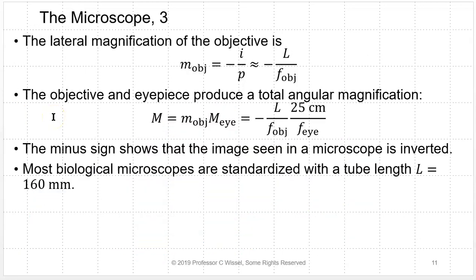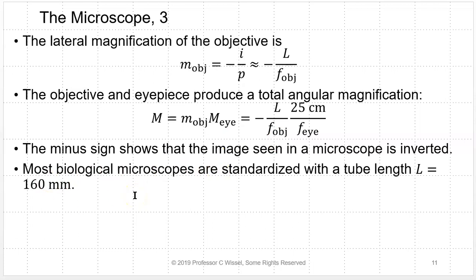The objective and eyepiece produce a total angular magnification of m equals m objective times m eyepiece, and that will be equal to minus L over f objective times 25 centimeters divided by f eyepiece. You want to be careful with the units on these. Probably should all be centimeters. The minus sign just shows that the image in the microscope is inverted.